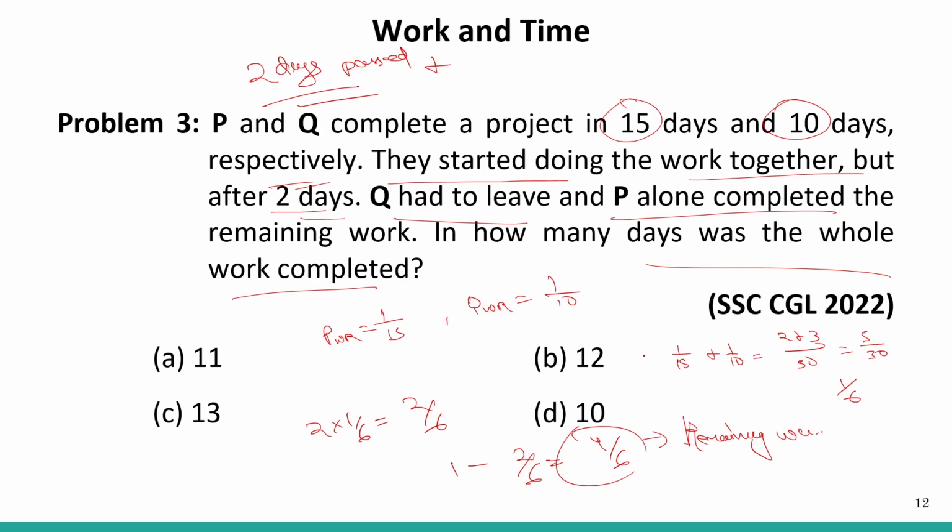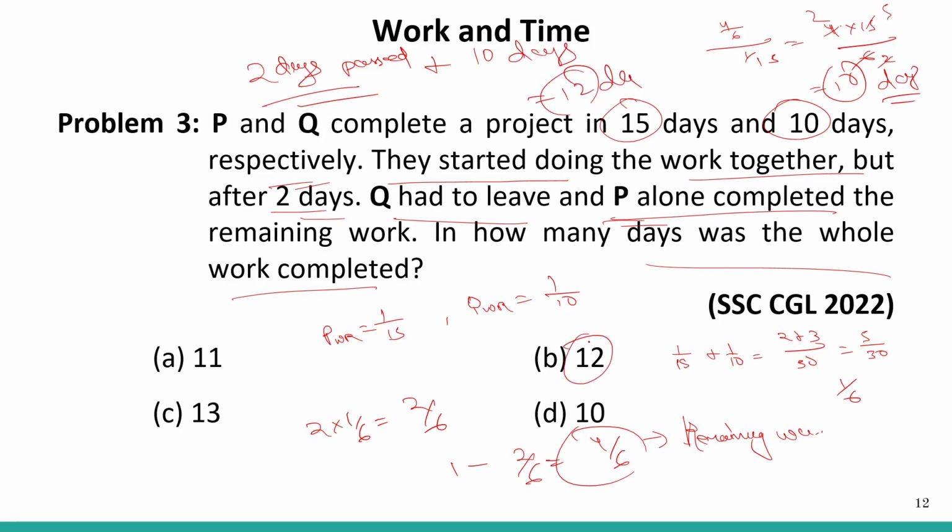So how much time will it take for P alone? P's speed is 1 by 15. So 4 by 6 divided by 1 by 15 is equal to 4 into 15 by 6. By dividing by 3, this is 5, this is 2. So 2 into 5 is equal to 10 days. So 10 days it will take for P to complete the remaining work, and 2 days have already passed. So 10 plus 2 is 12 days. So B is the only correct answer here.